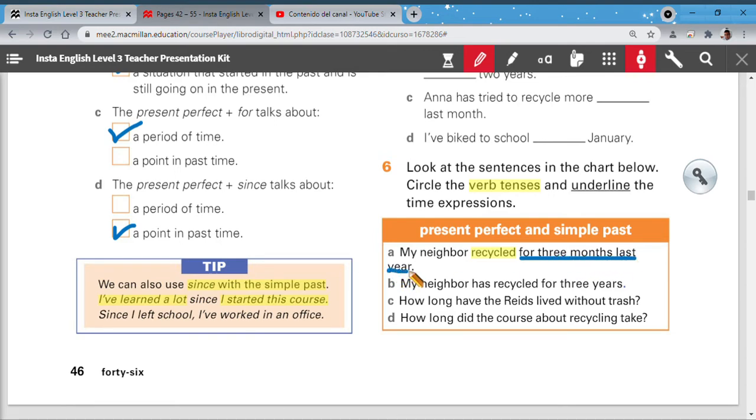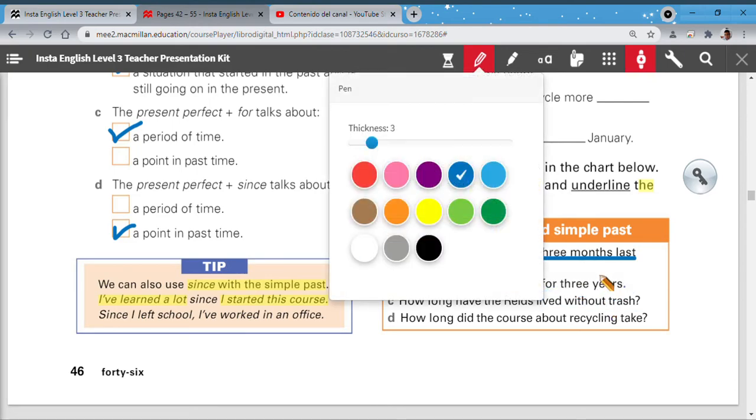All this is a time expression, mister? Yes. Number 2. Or letter B. My neighbor has recycled for 3 years. Recycle. Are you sure only recycle? No, have recycled. And the time expression, excuse me, for 3 years. Oh, it was at the back. Okay, it was the other way around, excuse me. Have recycled for 3 years. Oh, excuse me. Yeah, okay, once again.